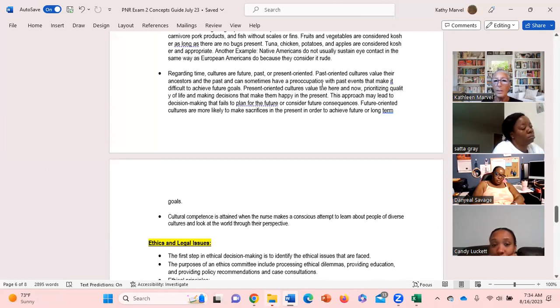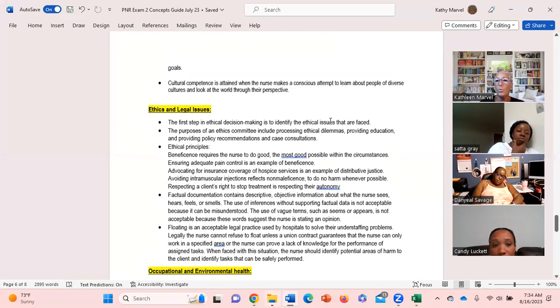And then this bullet gives you an example. Let's say present. If you are a culture that's present, you're in the here and the now. That's great. But what tends to happen? They don't plan for the future. And same with past. If you're past oriented, you're not planning for the future. When is cultural competence finally attained? It's when we, as nurses, are making conscious attempts to learn about people's cultures and try to see the world through their perspective.